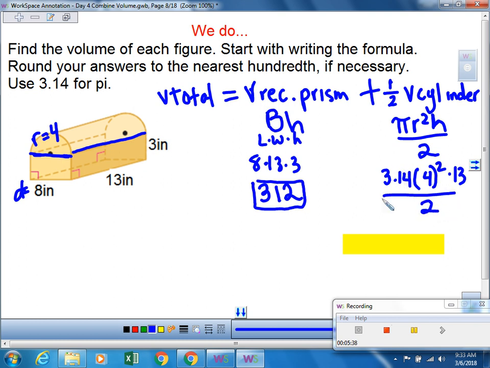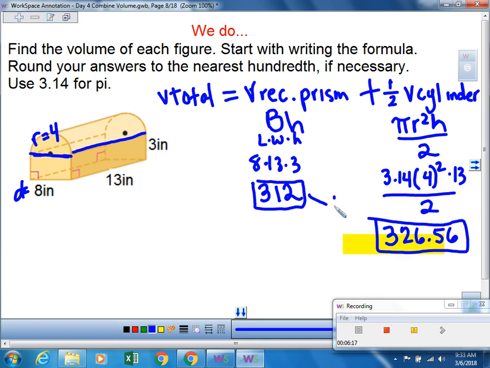So go ahead and put 3.14 times 4 squared, or 16, times 13, and then hit divide by 2. What did you get? What is it? One person? Ethan? Okay. You guys are saying it all together. I couldn't hear. Okay, 326.56. You all agree?